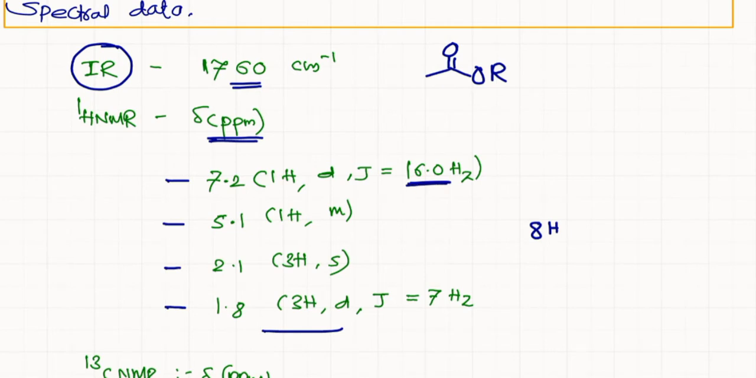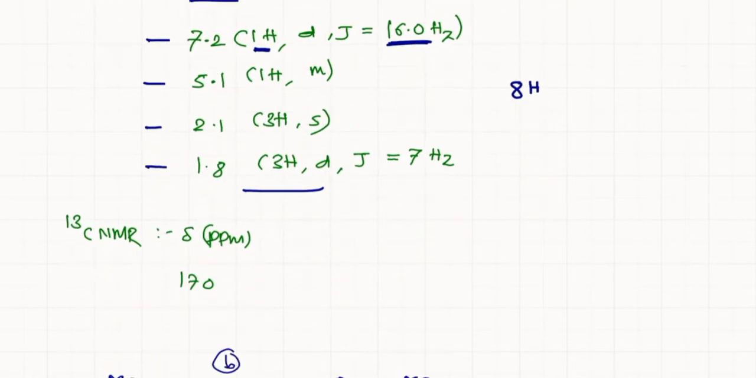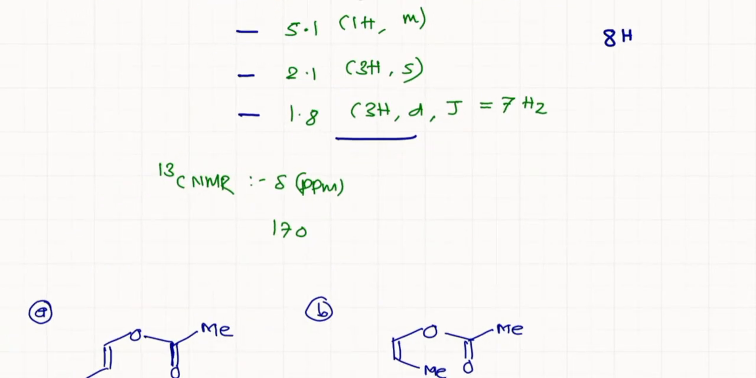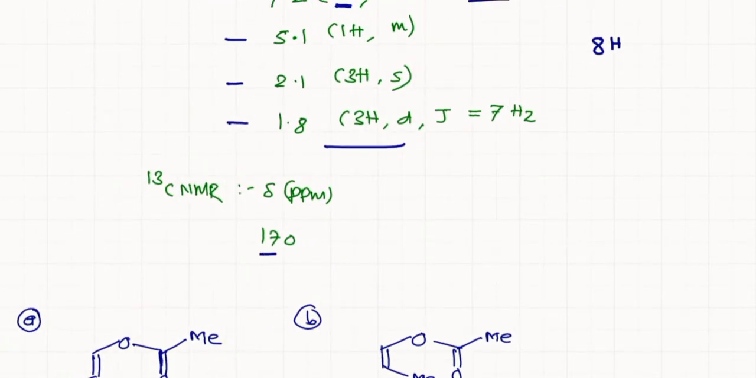And the 16 Hertz coupling constant indicates that it is an olefinic hydrogen, because one hydrogen is given. So what about this C NMR now? C NMR value is given at 170 delta ppm, must again be due to a carbonyl carbon, and that carbonyl carbon is either from an acid or from an ester, but there must be a conjugation.